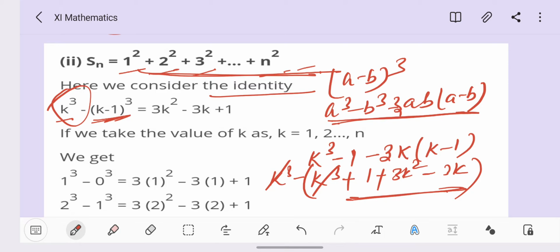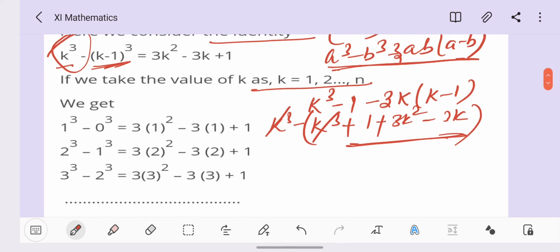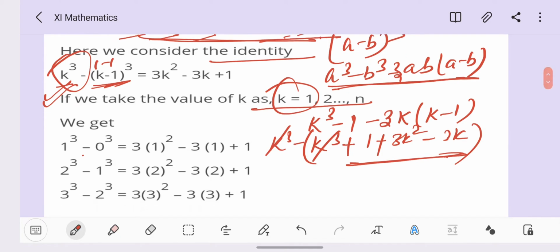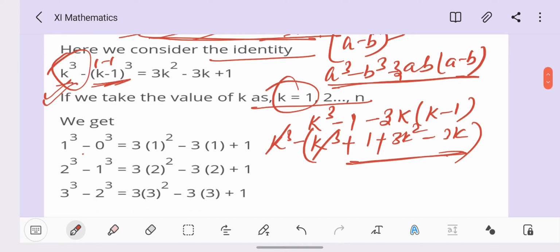After this, let's take the values of k as the natural numbers, that is 1 till n. Just place k equals 1 in this identity. We get 1 cube minus 0 cube, that is 1 minus 0, which is equal to 1. Now placing the same thing here also, it becomes 3 into 1 squared minus 3 into 1 plus 1. Similarly for 2, 2 cube minus 1 cube equals 3 into 2 squared minus 3 into 2 plus 1.